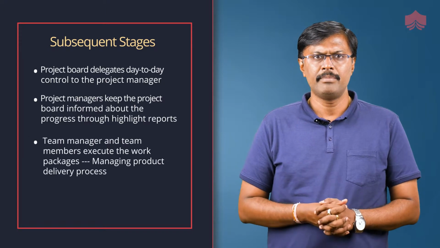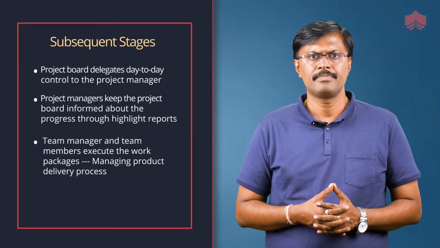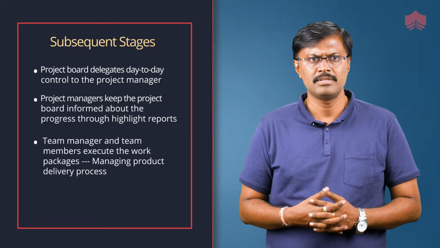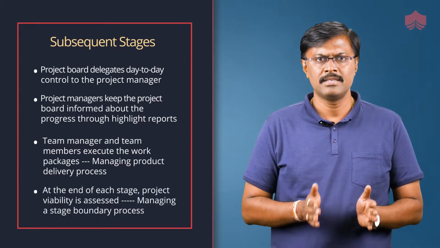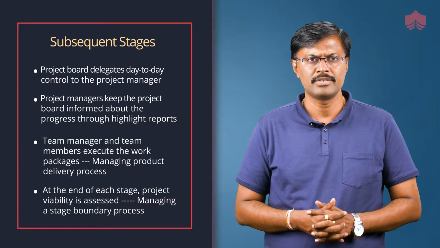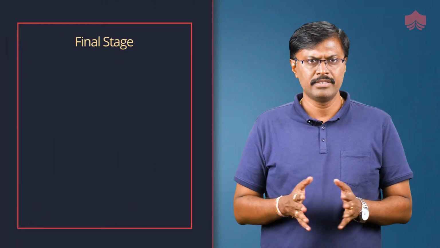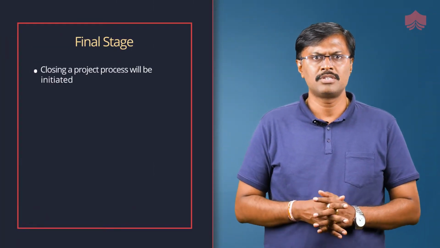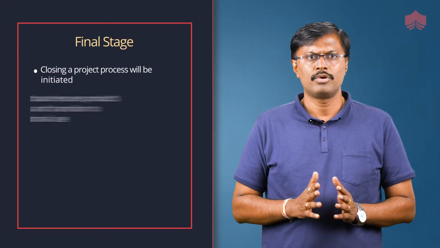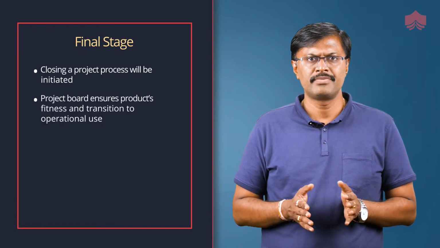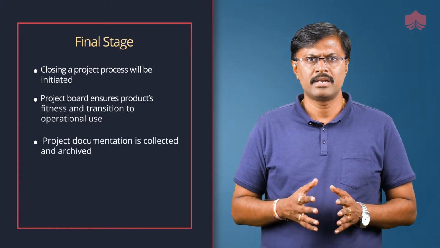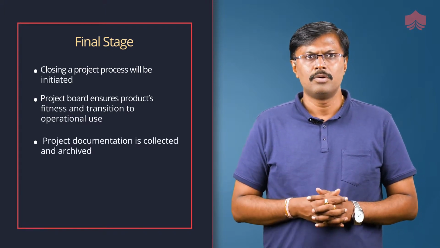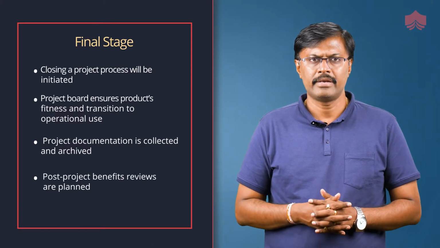The team manager and team members execute the work packages through the managing product delivery process. At the end of each stage, the project's viability is assessed through the managing a stage boundary process. Final stage. During the final stage, the closing a project process will be initiated. The project board ensures the product's fitness and transition to operational use. Project documentation is collected and archived. Post-project benefits reviews are planned.